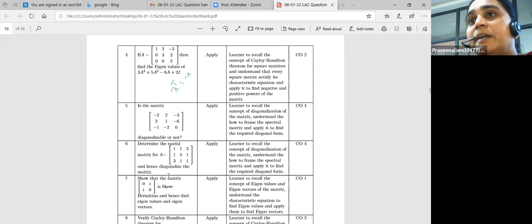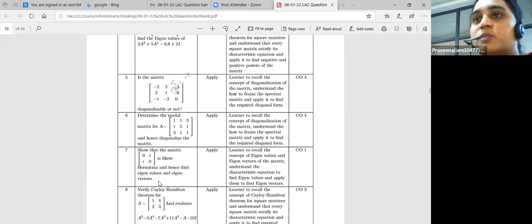Next, determine the modal matrix for A equal to 1, 1, 3, 1, 5, 1, 3, 1, 1, and hence diagonalize the matrix. Okay, this is also diagonalization, the sixth question. And the seventh question, show that the matrix 0, i, i, 0 is skew-Hermitian and find eigenvalues and eigenvectors.